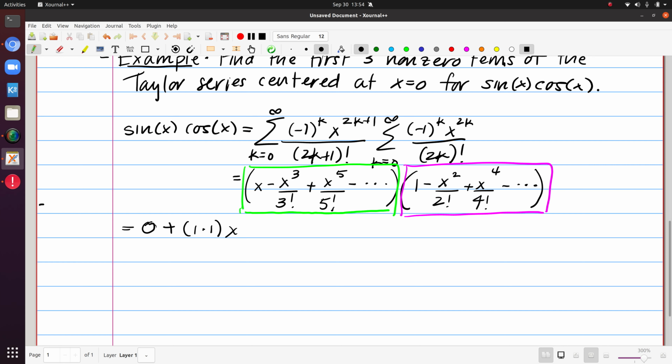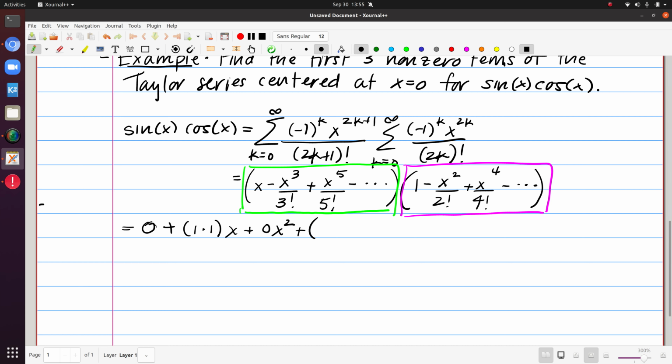Now I look at this and I'm trying to think about how I can get an x squared term. Again, there's no way I can multiply something from the green and something from the pink that's going to give me an x squared term. And in particular, notice that you would always have an odd power when you look at the product, because we would have an odd power of x times an even power of x. Adding those together would always be odd. So again, we get this 0x squared.